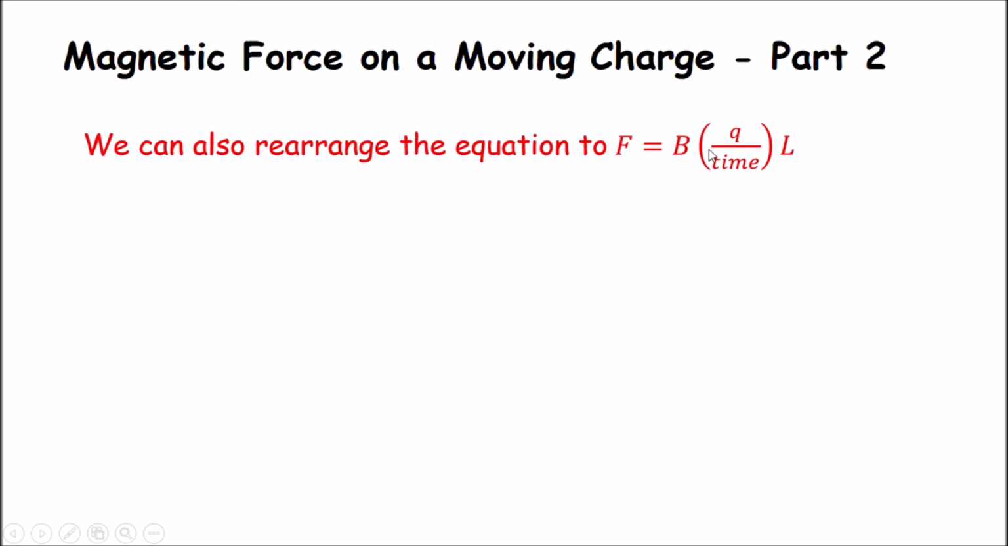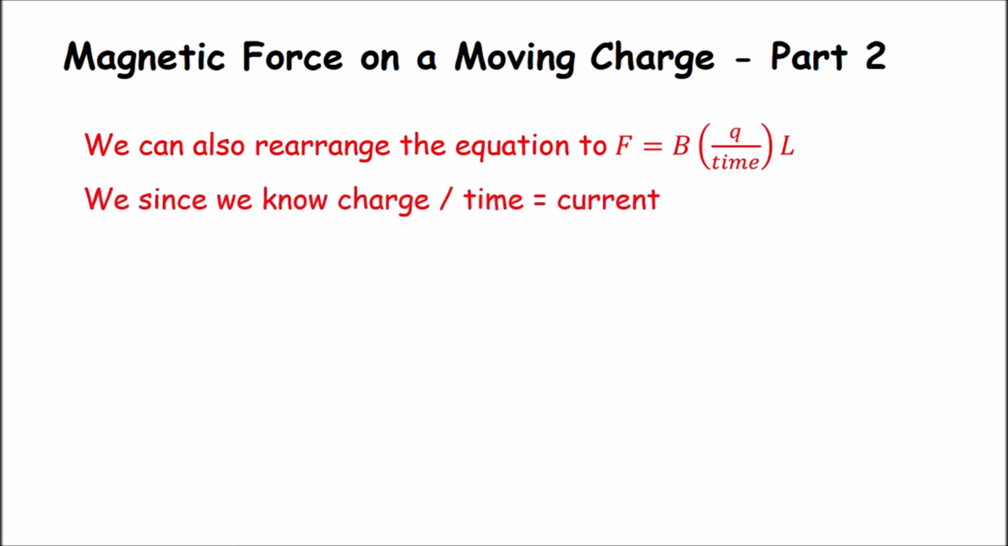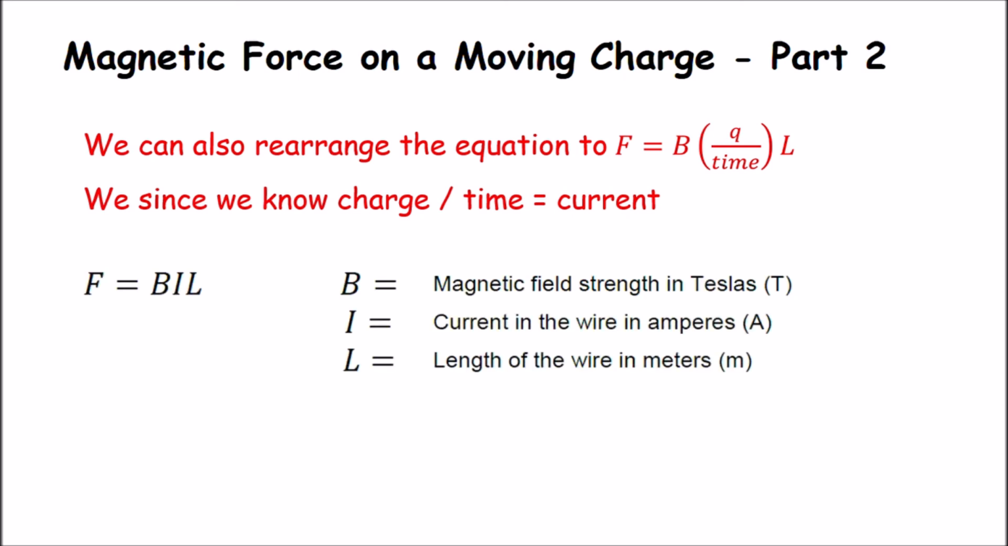So this is where we left off on the last page. Well, what do we know about charge per time? We did that last unit. Charge per time is equal to current, electric current. So now we got another really simple equation: force equals BIL. So magnetic field strength, current in the wire, length of the wire.